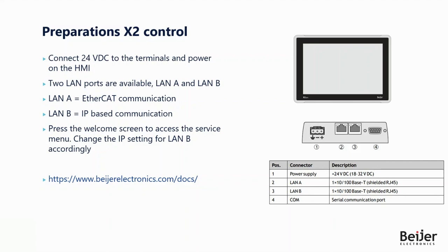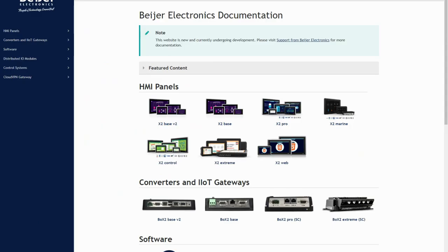At delivery, the HMI will display a welcome screen after the boot process. Press anywhere on the screen to enter the service menu and set the IP address for LAN B accordingly. These steps are considered to be self-instructed and will not be covered in this tutorial. For details about the service menu, please visit https://www.bceselectronics.com/docs.